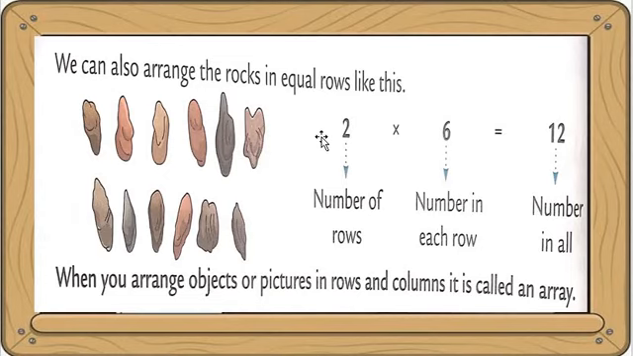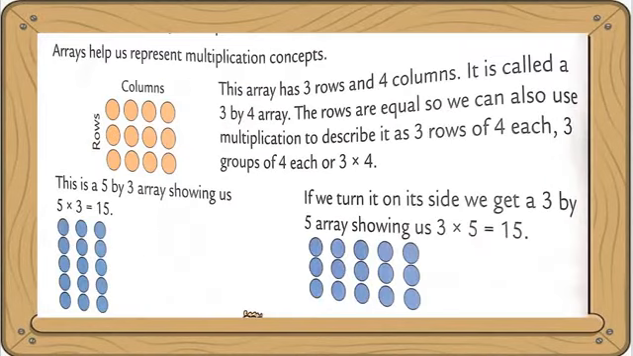So number of rows is 2, see here 1 2, 1 2, 1 2, 1 2, 1 2, 1 2, but how many columns? 1 2 3 4 5 and 6. Look at my arrow, all students. 1 2 3 4 5 and 6. Number in each row, how many? 6. And number of rows, how many? 2. So 2 6s are 12 or 6 2s are 12. So what we write is that when you arrange objects or pictures in rows and columns, it's called an array. Understood? Now we understand with a different example.